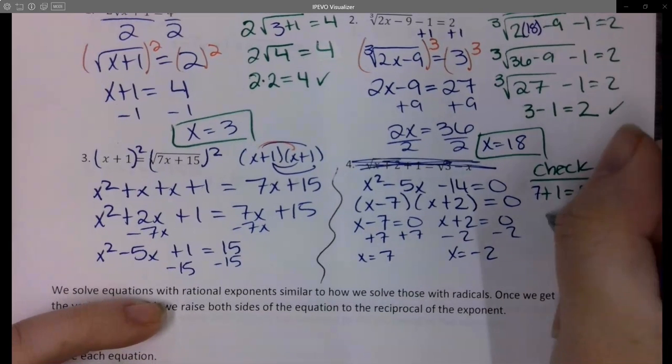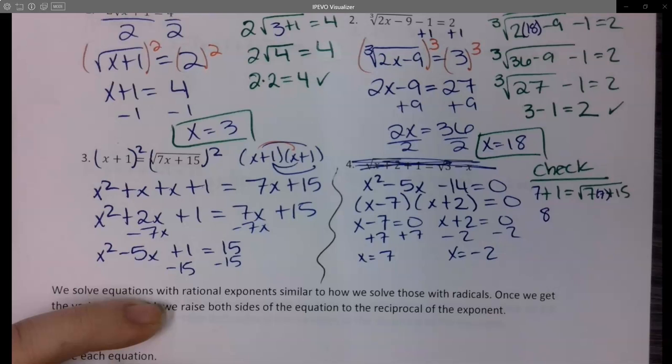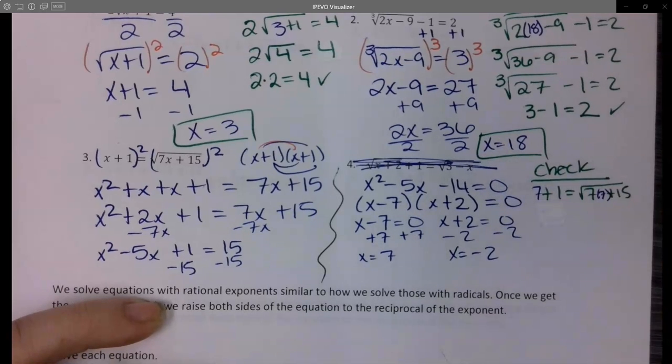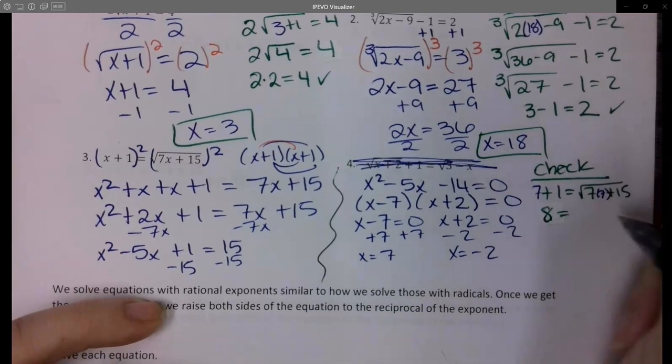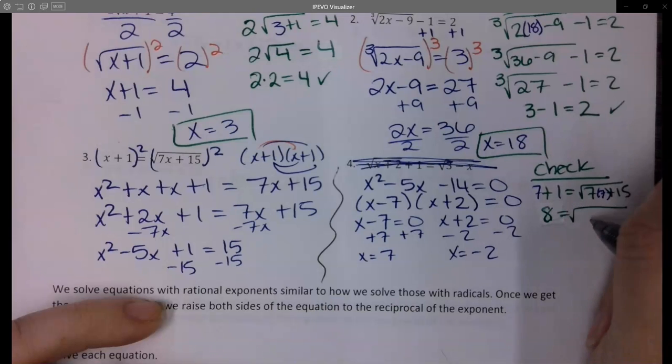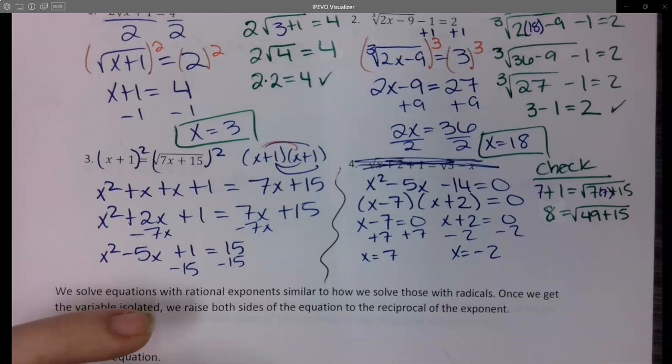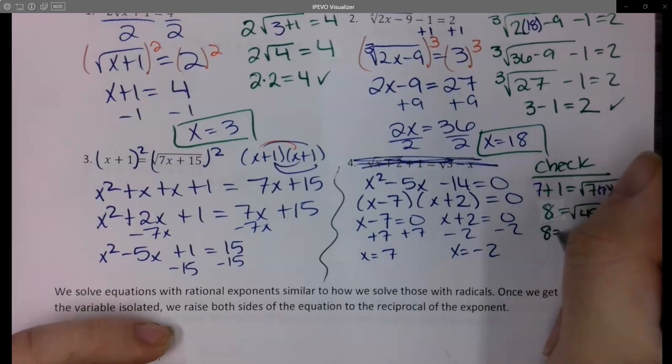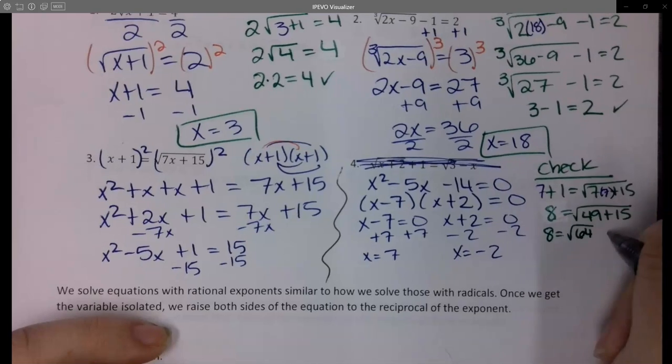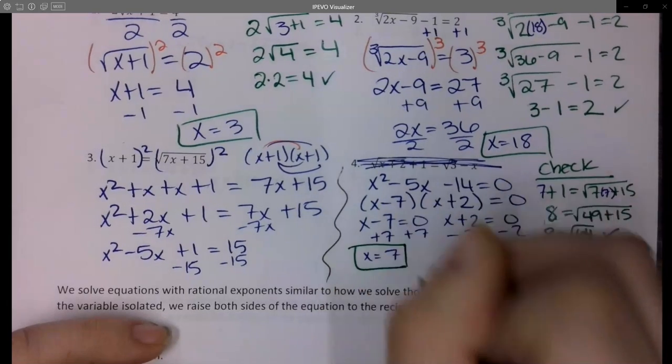So 7 plus 1 is 8. I want to do this in green. Under the square root, I have 7 times 7, which gives me 49, plus 15. 49 plus 15 is 64. The square root of 64 is 8, so 7 works.